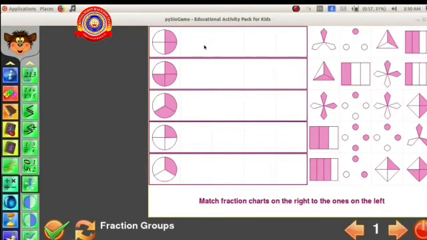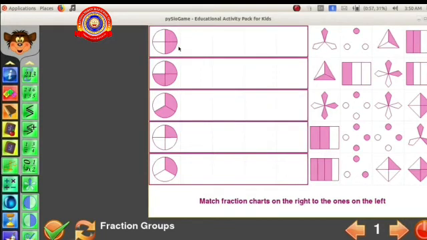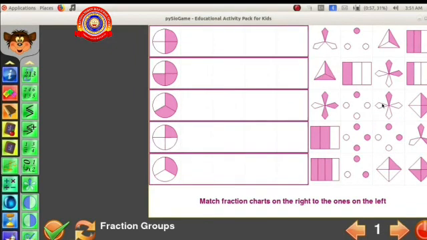Okay. Here, first one, the circle is divided into 4 portions and 2 portions are colored, right? Okay, so we want to match the fraction chart from the right side. Which fraction will match this one? Totally there are 4 portions, 2 portions are colored. So the fraction is 2 by 4. But we can't drop an image over the other. The picture can be removed only through vacant places.